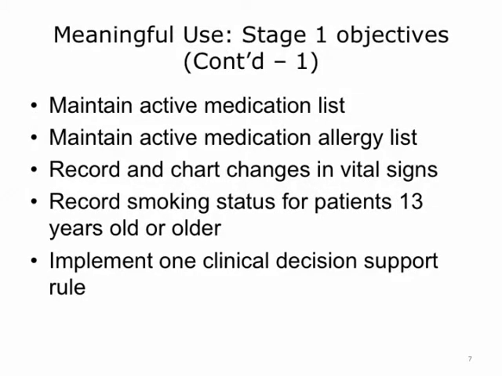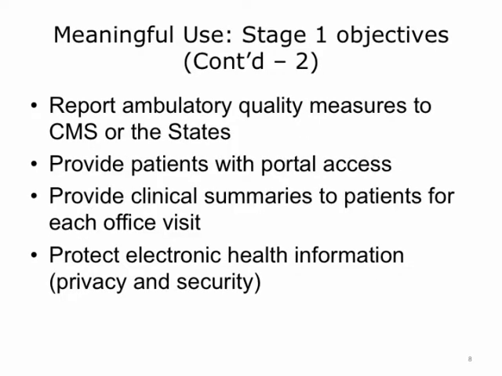Additional objectives are: maintain a medication list, maintain an allergy list, chart vital signs in the electronic record, record smoking status in the electronic record, and implement one decision support rule. More objectives in Stage 1 of meaningful use include: report ambulatory quality measures to CMS or to states, provide patients with portal access, give clinical summaries to patients for each electronic visit, and protect the data in the systems.